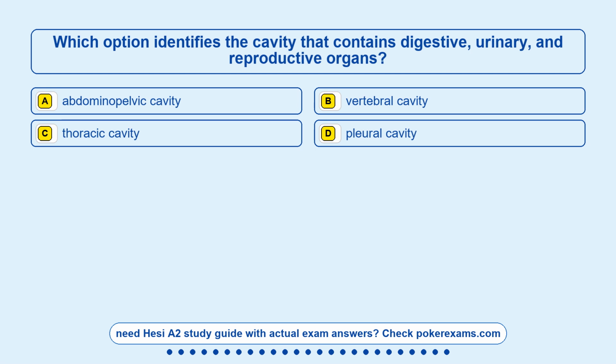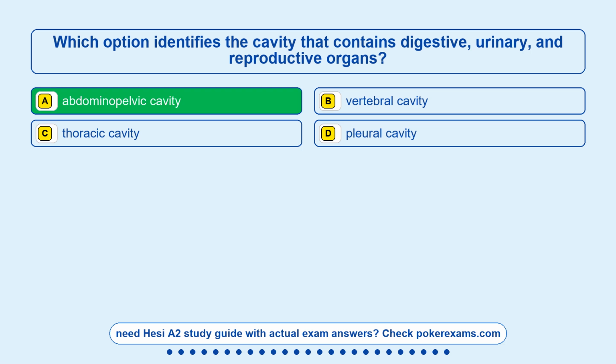Question 16. Which option identifies the cavity that contains digestive, urinary, and reproductive organs? Option A, abdominopelvic cavity. Option B, vertebral cavity. Option C, thoracic cavity. Option D, pleural cavity. The correct answer is option A, abdominopelvic cavity.